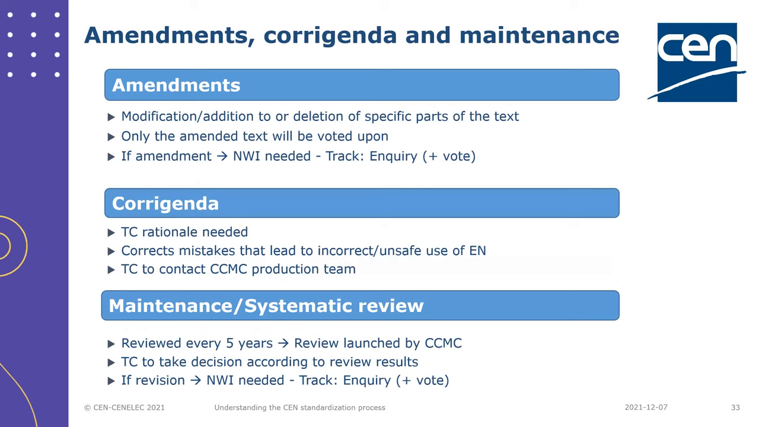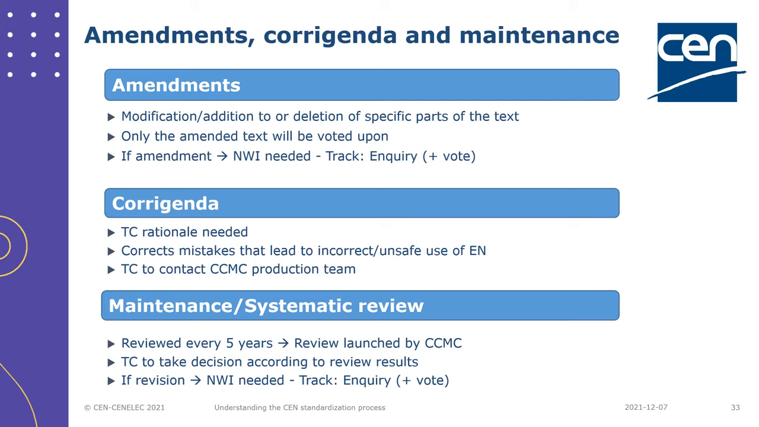Now, if we talk about maintenance, we have amendments and corrigendas, and we have as well the systematic review. The amendments basically are produced whenever the TC sees the need to modify some specific parts of the text only, without going through the whole text. So it is important to highlight that only the amendments are voted. If a TC decides to go ahead with the amendment, only the amendment is being voted, not the entire text of the standard. Of course, at the end of the procedure in CEN, we will consolidate the documents. So the mother standard and the amendment will be published all together.